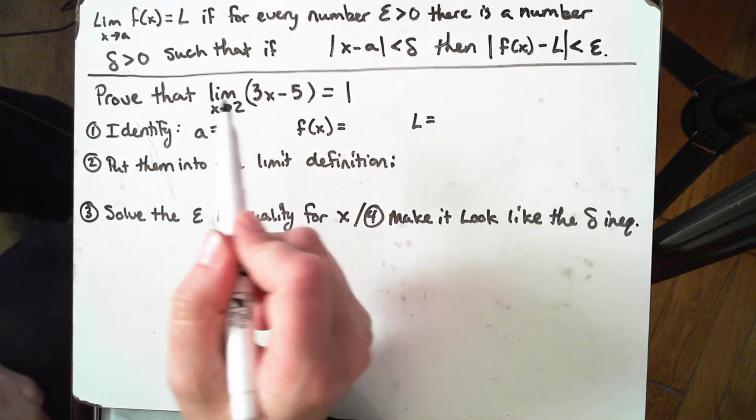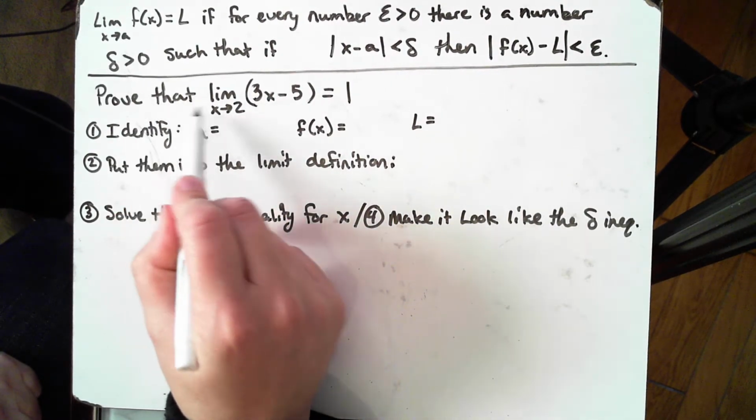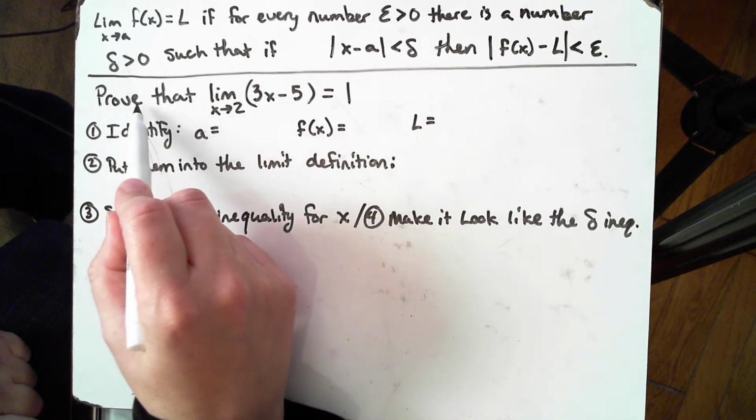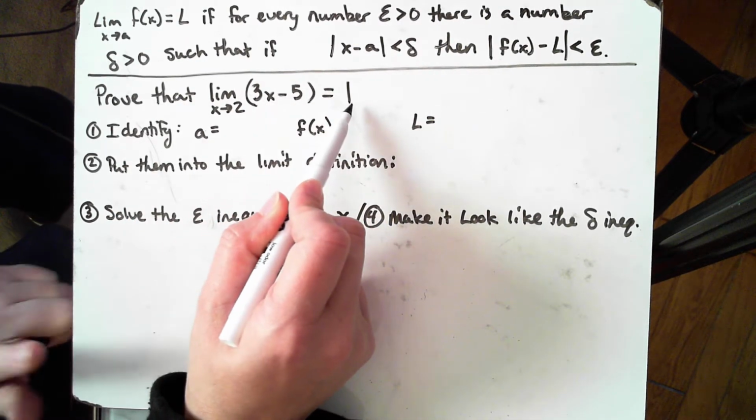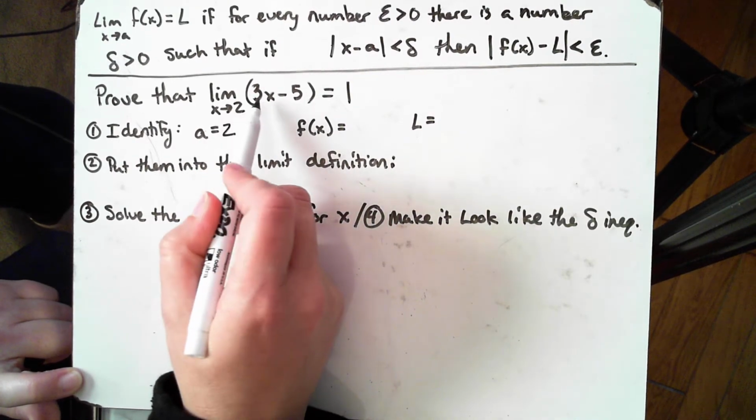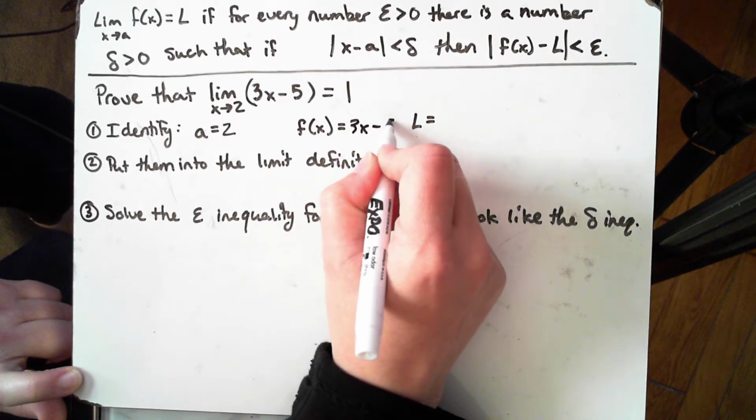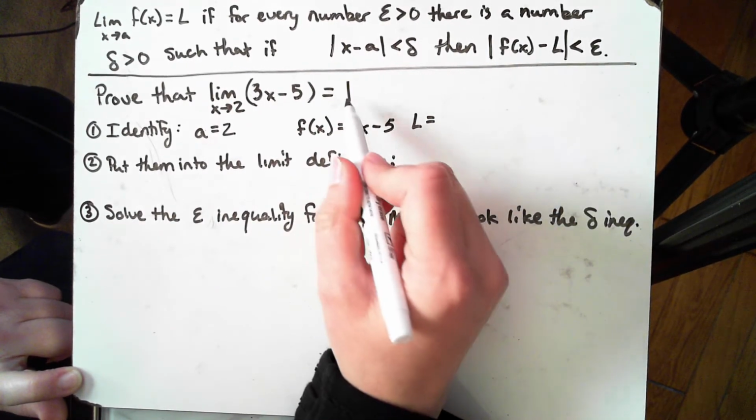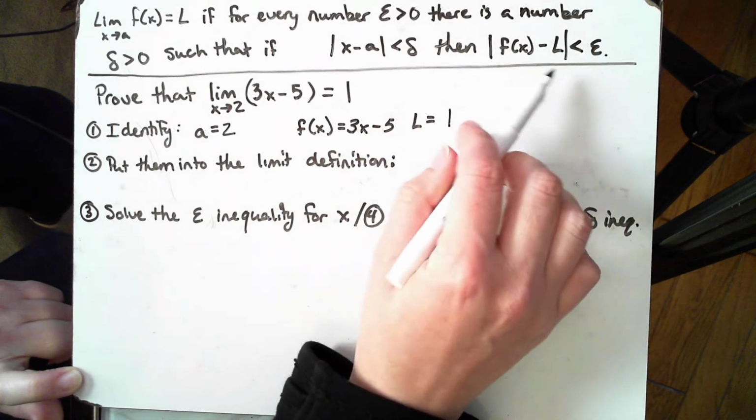So let's identify the values here. In my example, we are trying to prove that the limit as x approaches 2 of 3x minus 5 equals 1. So we need to identify a. A is 2. My function is 3x minus 5, and the limit is 1.